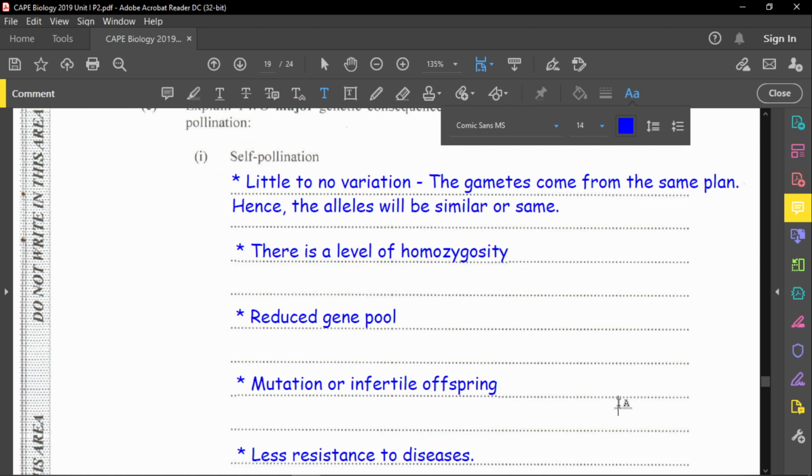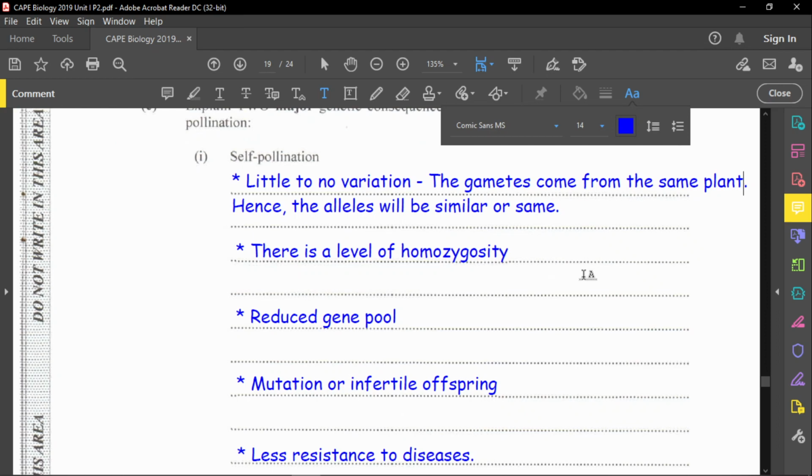The truth is, I don't even need to answer the next part for cross-pollination, because cross-pollination will be the opposite of all of these things. For cross-pollination, you can say more variation. Why do you have more variation? Simply because gametes come from different plants, not the same plant. Hence, the alleles will generally tend to be different.